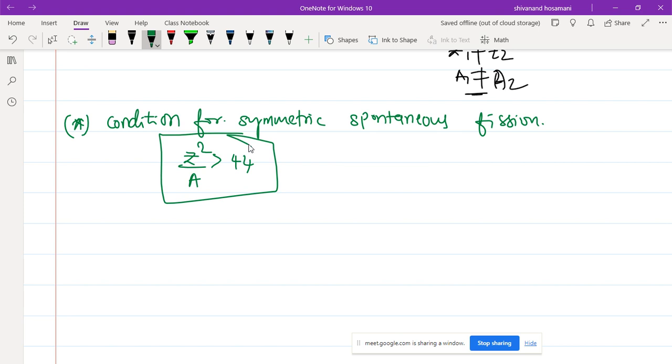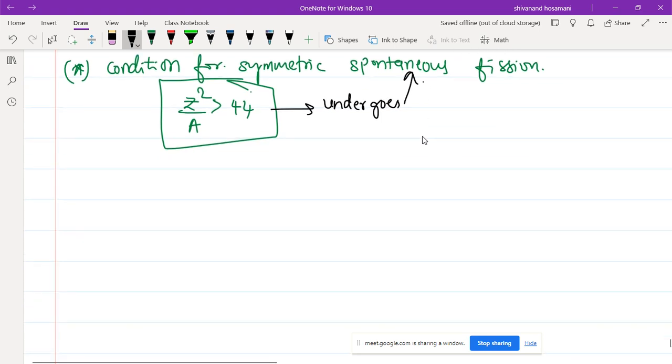Z square by A for any nucleus. If Z square by A is greater than 44, then it undergoes spontaneous fission. For spontaneous fission to occur, the minimum condition is that Z square by A should be greater than 44.